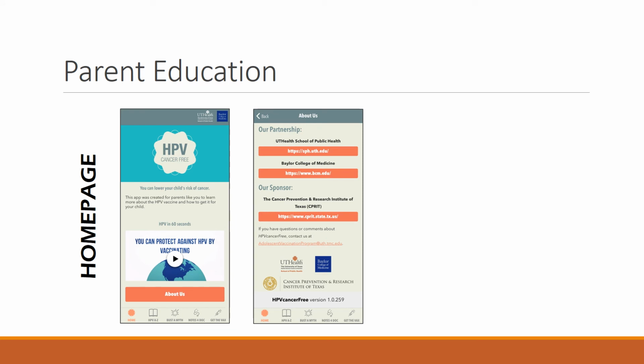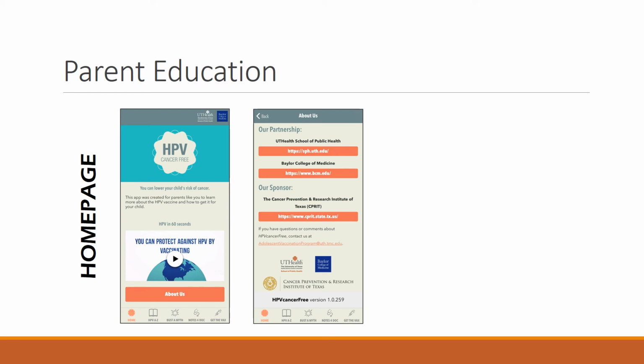In the next few slides, I'll show screenshots of the different features available within the HPV Cancer Free app. Keep in mind that each screenshot only shows some of the information presented on that page. The app homepage has a 60-second video that summarizes some of the important information about HPV and the HPV vaccine that you'll find in the app. It also has an About Us section with information on the app and the collaborating institutions who partnered to create the app: UT Health School of Public Health and Baylor College of Medicine.